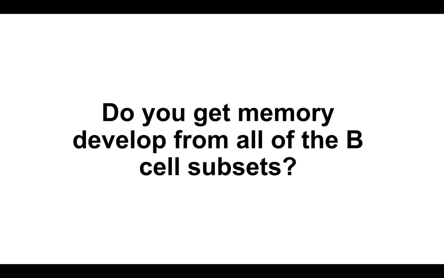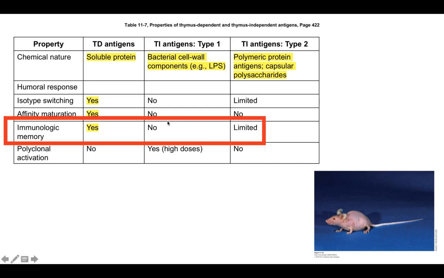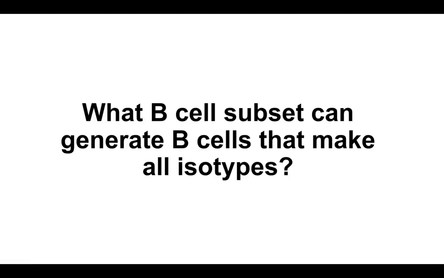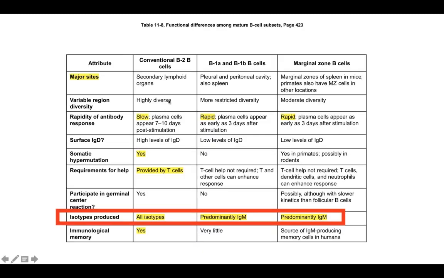Do you get memory develop from all of the B cell subsets? So no, you get the most memory from those T-dependent antigens. So you get memory from T-dependent antigens, but not as much from the T-independent antigens. What B cell subset can generate B cells that make all of the isotypes? And so that are the conventional follicular B2 B cells that we've talked the most about. The B1 cells that exist in the pleural cavities and the marginal zone B cells make mainly IgM.